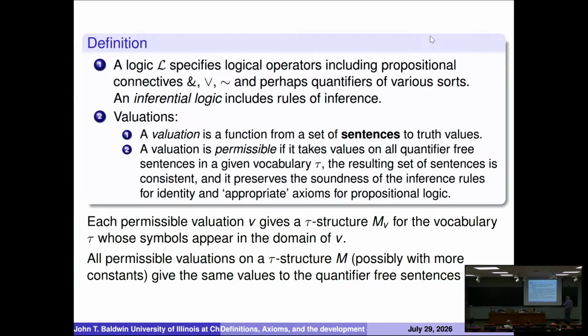Right. And the key point about this is that if you take any permissible valuation on a particular tau structure, it'll give you the same truths for the quantifier-free formulas.